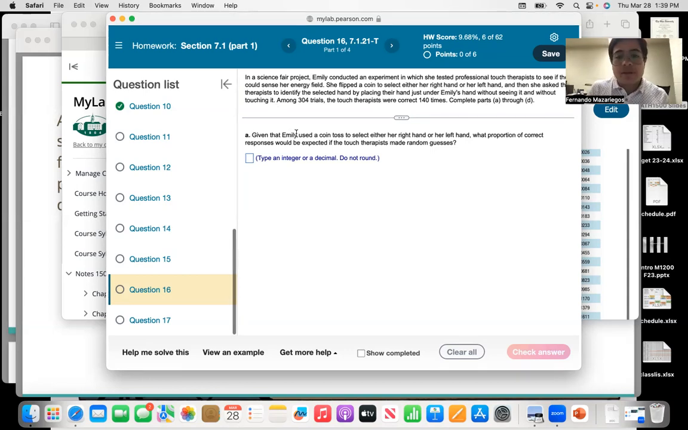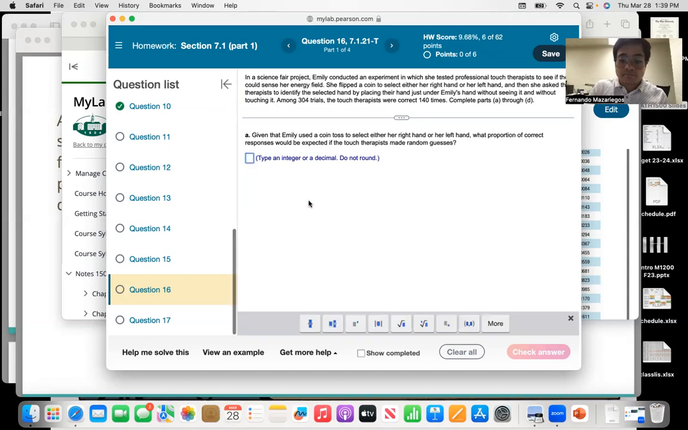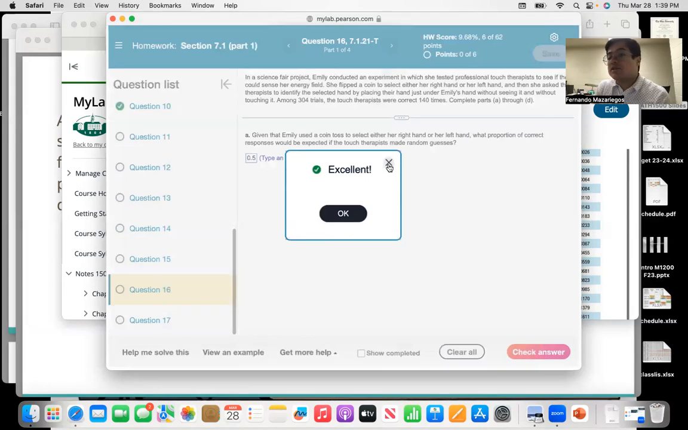Part A, given that Emily used a coin toss to select either her right hand or her left hand, what proportion of correct responses would be expected if the touch therapist made random guesses? So that should be 0.5, because it's either heads or tails.